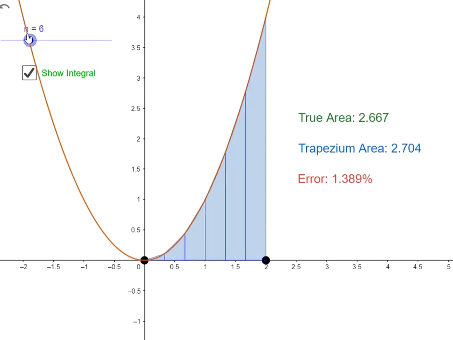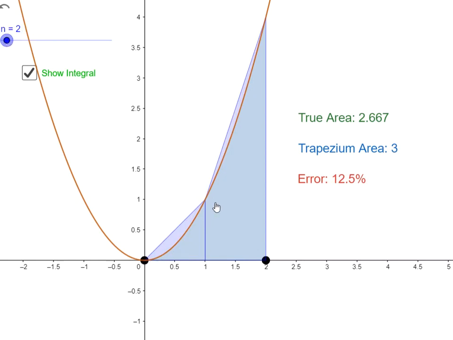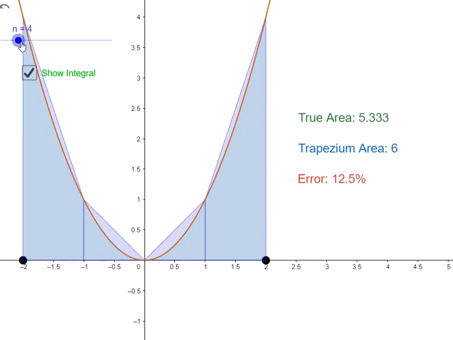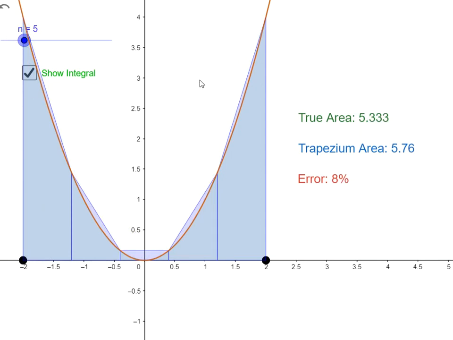We can see that in reverse as well. If we look at what happens when you've just got 2 strips, we now have an error of 12.5%. And the reason now becomes clear. Look at the curvature of x squared. We have a convex curve here. In fact, x squared is convex everywhere. It's convex when x is negative as well as when x is positive. So no matter where you choose to take your integral, you will always find that trapezium rule gives an overestimate.